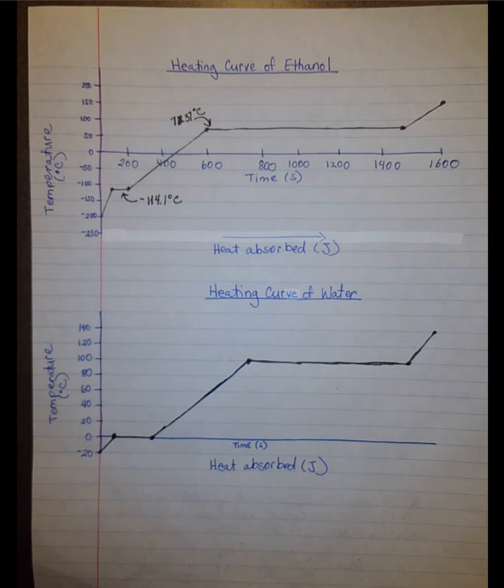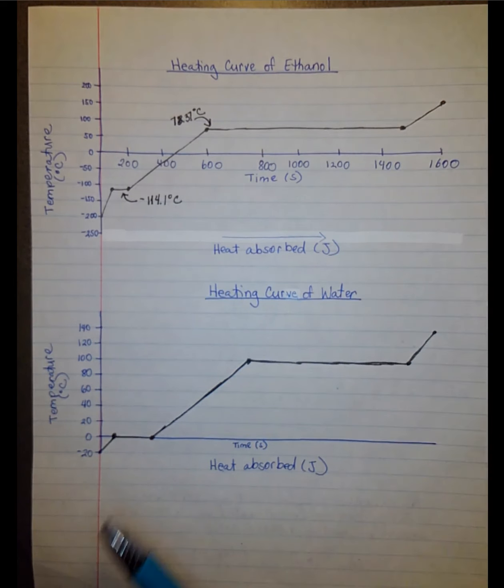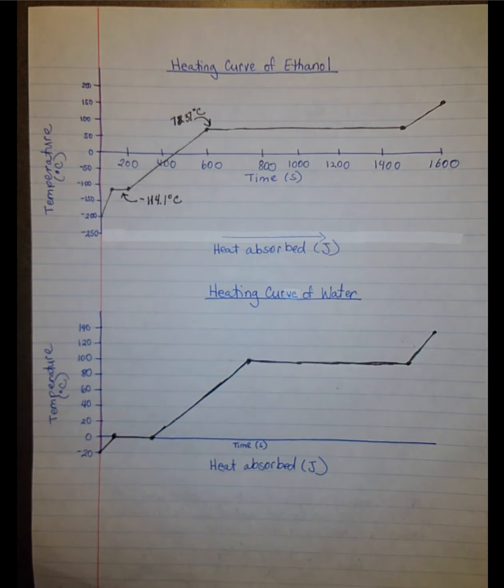But when you do, you realize that the substance that this curve is actually indicating is ethanol. So this is the heating curve of ethanol. So hopefully this helped you understand how to read a heating curve and how to use it to identify your substance.